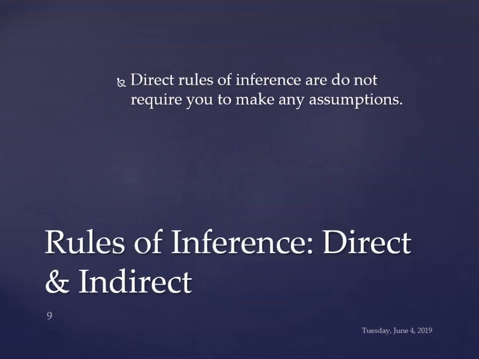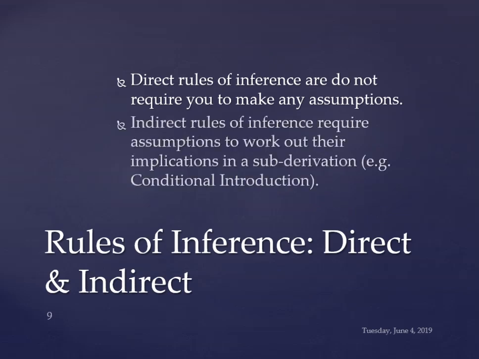Okay, so just to revisit the difference between rules of inference, the direct and indirect variety, we have direct rules of inference, and these are rules that do not require you to make any assumptions at all. So we don't want to be making any assumptions when we're using the direct rules of inference. The only time we ever make assumptions is when we're using an indirect rule. Those are the ones that require you to make assumptions to work out implications of the assumption in a subderivation.